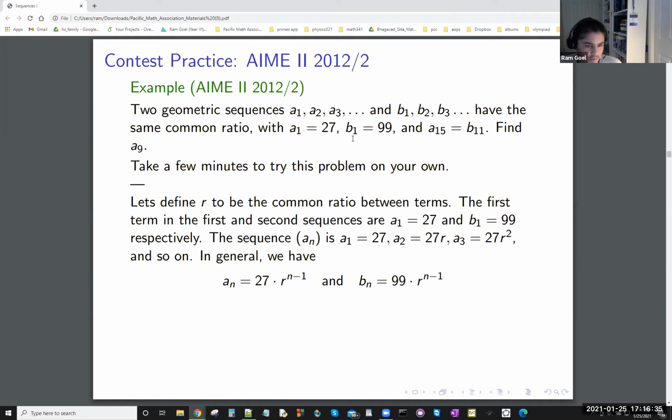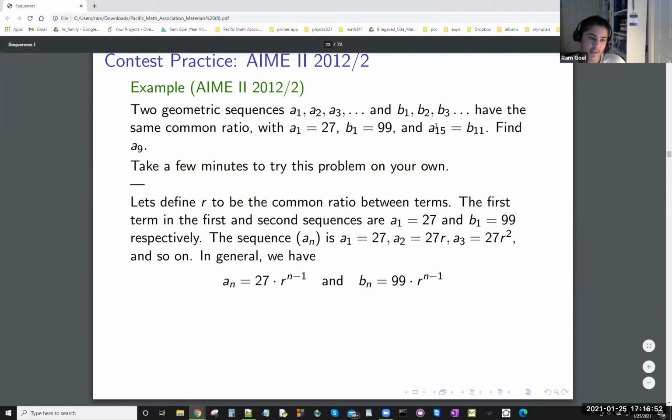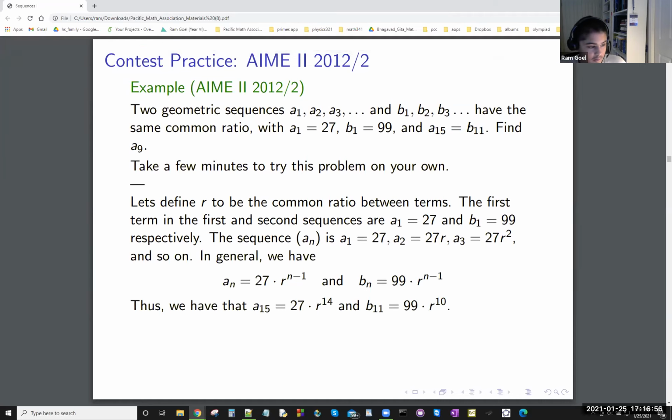Similarly, B is no different other than the first term. So B sub n will be 99 times R to the n minus 1. That's just because the first term is 99, whereas it's 27 in the first one. All right, so what's the plan now? Now we have the general term of each. The only condition remaining is that A sub 15 is B sub 11. So we can set up an equation.